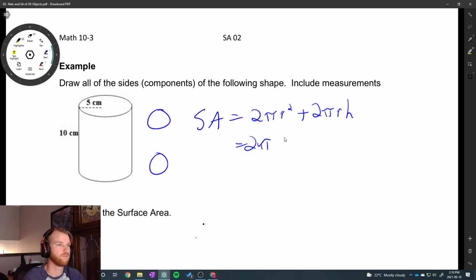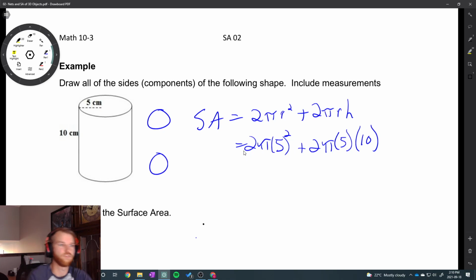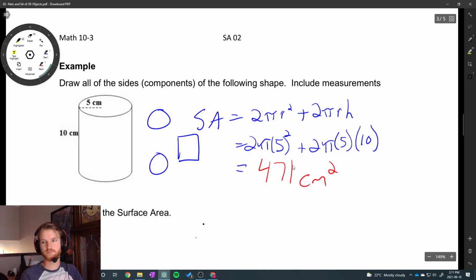r, which is 5 here. Radius is 5 squared. The brackets are showing I'm multiplying 2 times pi times 5 squared, plus 2 times pi times our radius again, which is 5 here, and our height of the cylinder, which is 10. So you're going to punch this all into your calculator, and it will give you your final answer for your surface area. This was giving us the 2 tops and the outside of the cylinder.